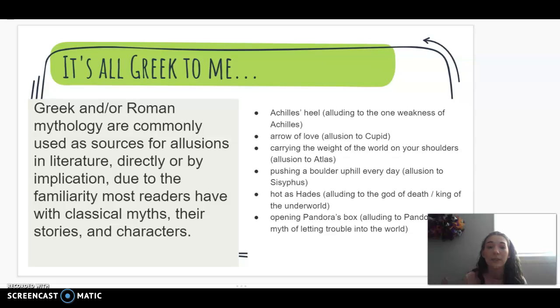Greek and Roman mythology are also commonly used as resources for allusions in literature, directly or by implication, due to the familiarity most readers have with classical myths, their stories, and characters. We also use biblical figures quite often in allusions, because people are so familiar with biblical references. So you have Achilles' heel, which alludes to the weakness of Achilles, the arrow of love, which is an allusion to Cupid, carrying the weight of the world on your shoulders, which is an allusion to Atlas, and it goes on and so forth.